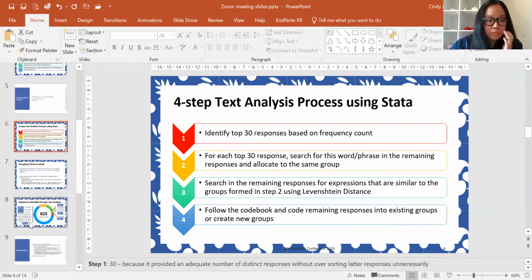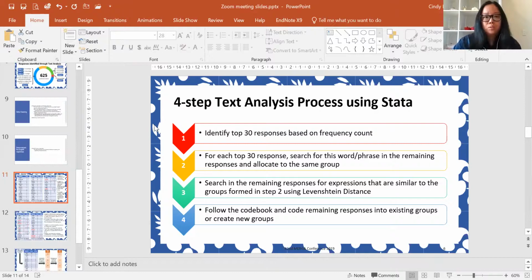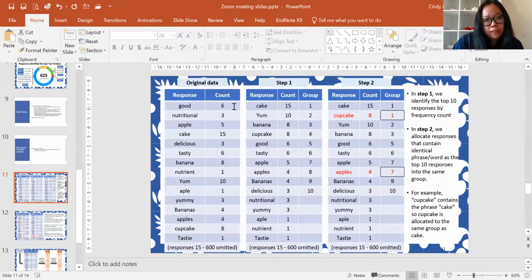And let me show you. I'll have an example here, which might be easier for you to visualize what the changes are. The original data has, say, 600 responses, if you look at the left side. The first step you will need to do after the cleaning is to get the frequency of the responses, and then order it from the highest frequency to lowest.